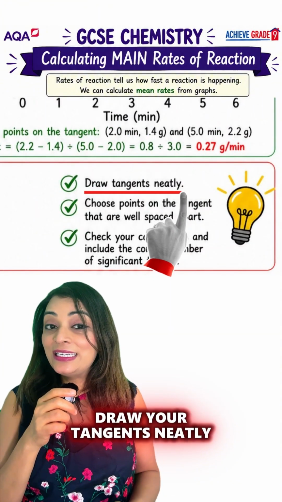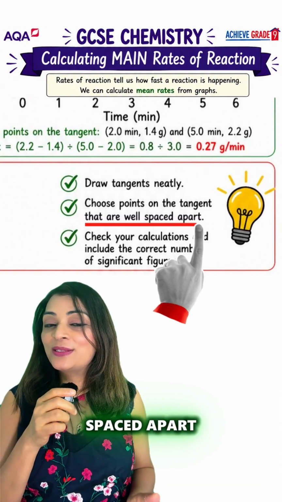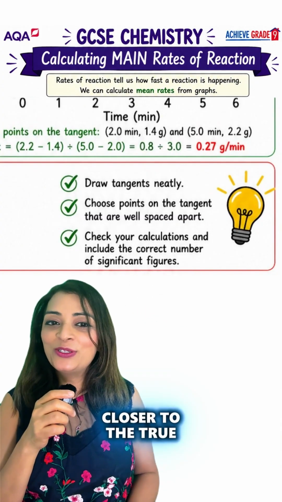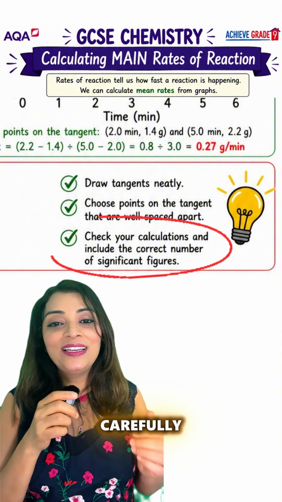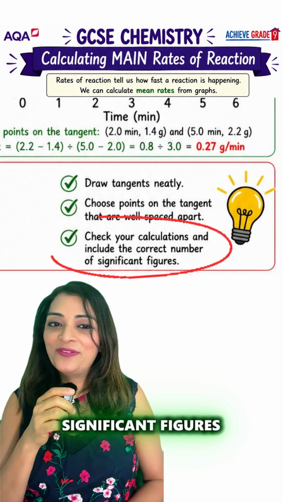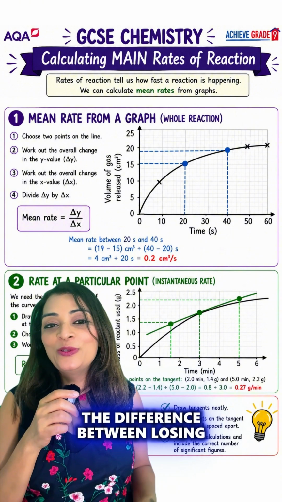Draw your tangents neatly using a ruler. Choose points on the tangent that are well spaced apart. Remember, bigger triangles generally give you answers closer to the true value. Check your calculations carefully, include the correct units, and make sure you use appropriate number of significant figures. Please be careful about these points because this can make the difference between losing and gaining marks.